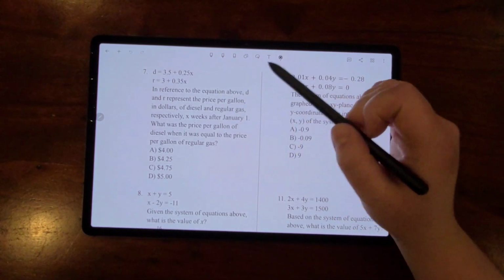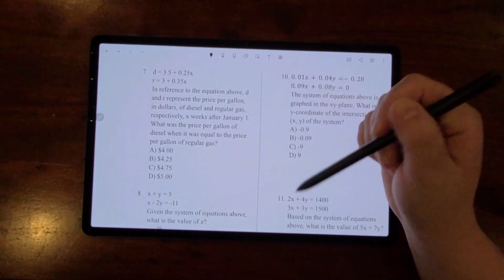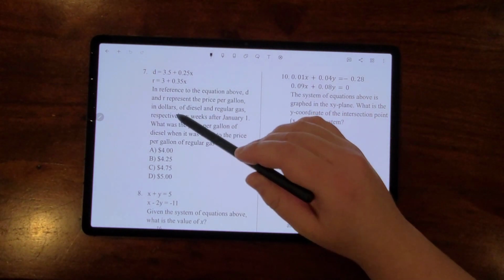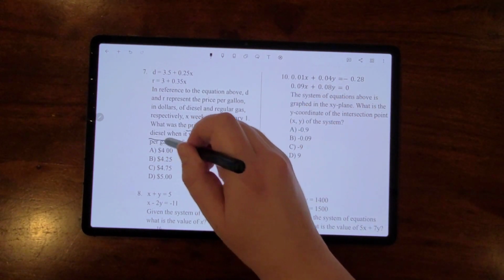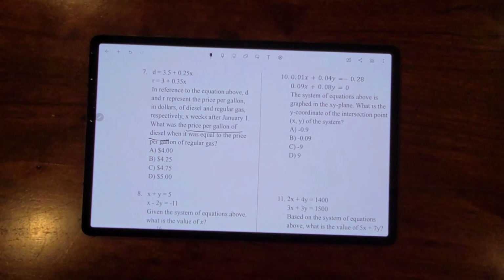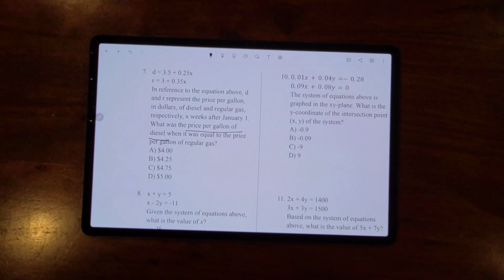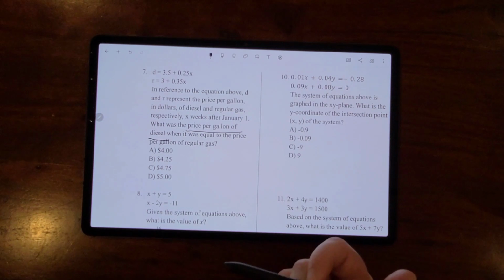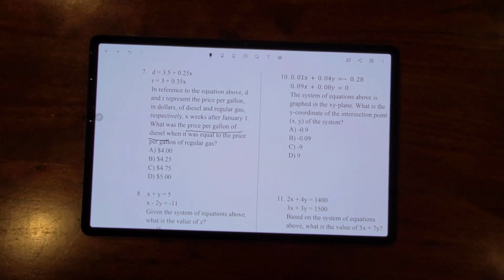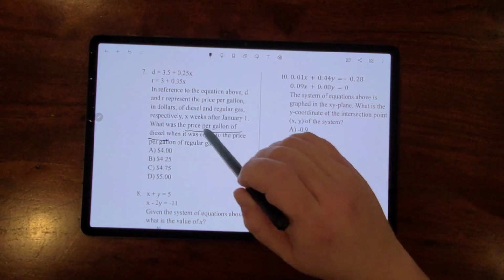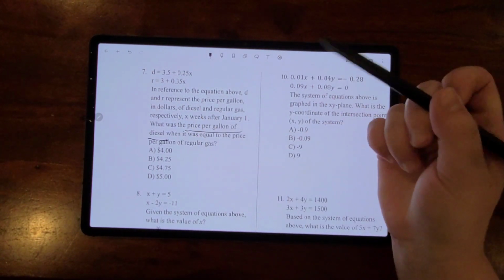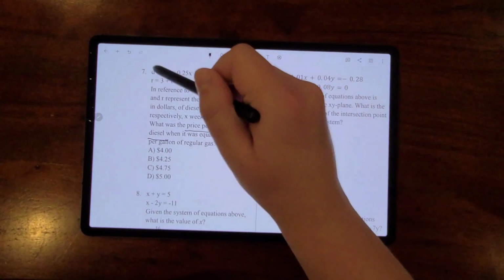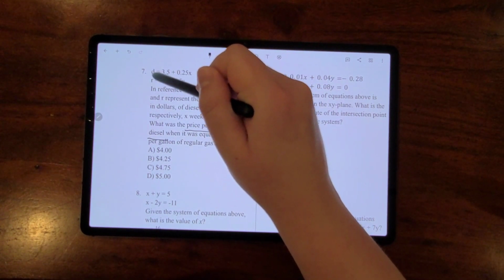Okay, so now let's go to number 7. So again, pause to read if you want. And then it's asking, what is the price per gallon of diesel? So we want to know the price per gallon of diesel. I recommend always underlining what you're being asked to find so that you don't accidentally answer the question wrong. And you'll see how that happens with a lot of students with this question. So I'm looking for what I underline, the price per gallon of diesel when it's equal to the price per gallon of regular gas. So remember, D and R are those prices.